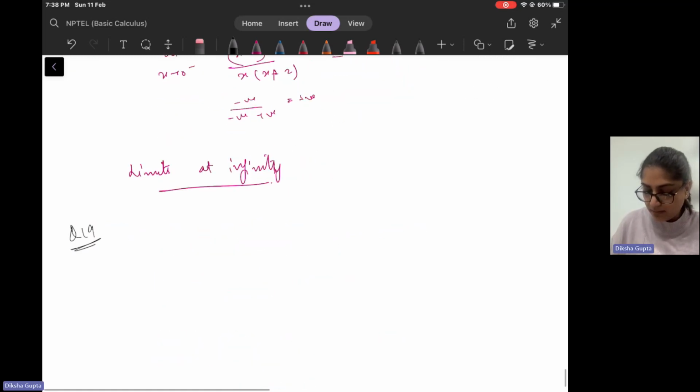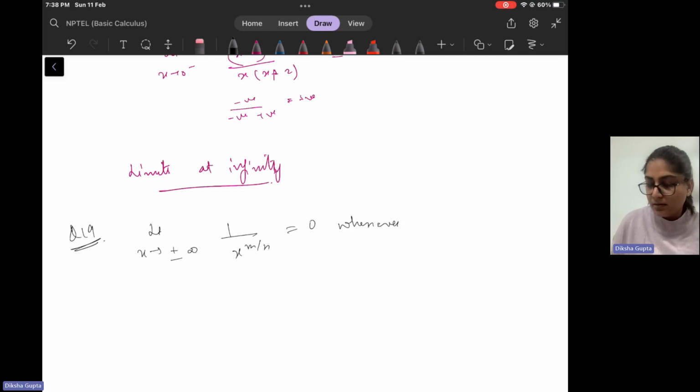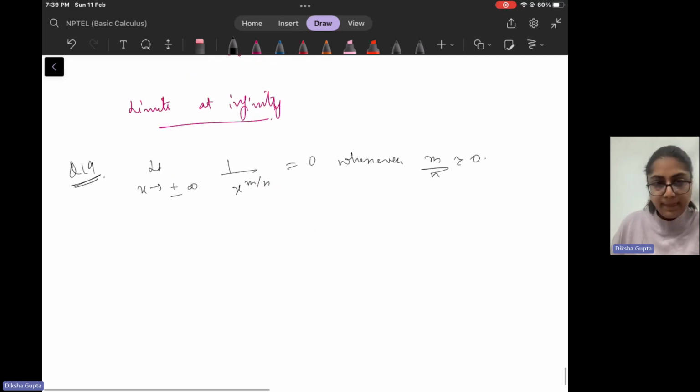Question number 19. So keep in mind that limit x tending to plus minus infinity of 1 upon x^(m/n) is 0 whenever m/n is positive. Based on this we'll do some questions, just last questions.